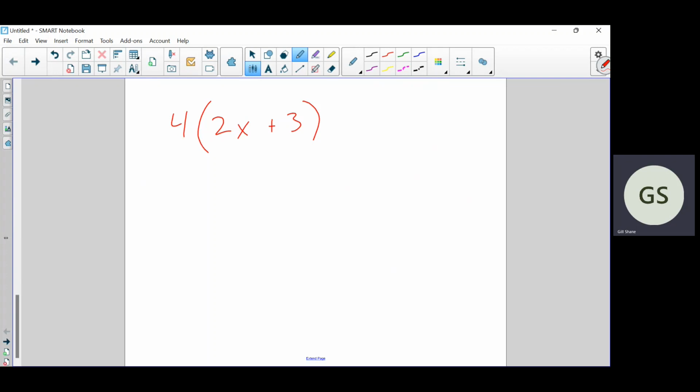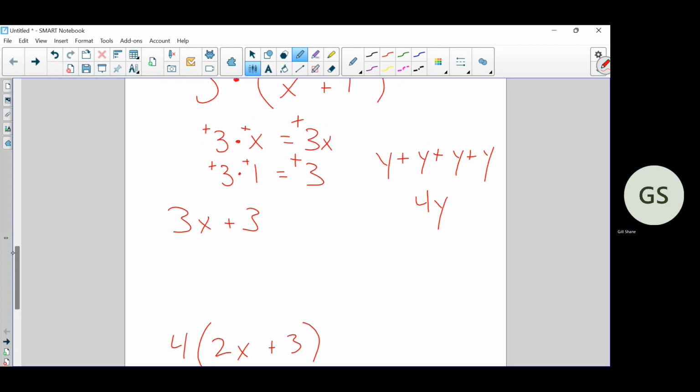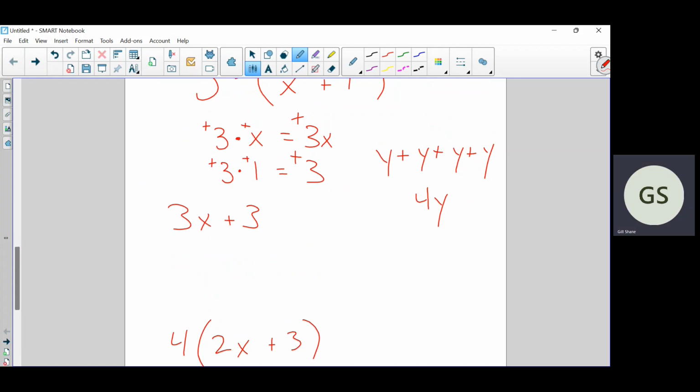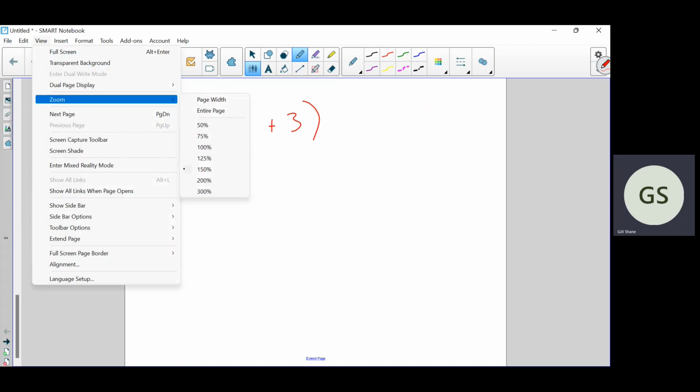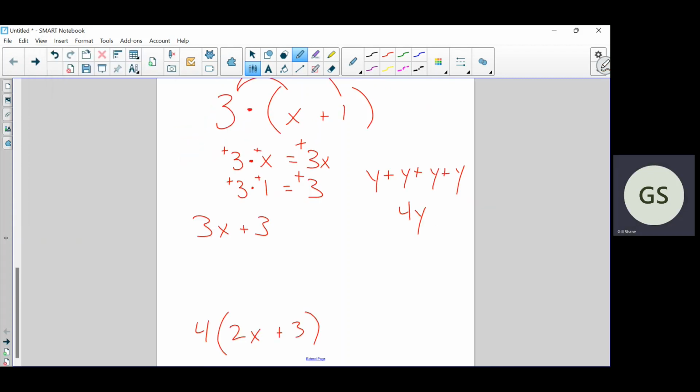So good. Done. You're supposed to be doing the distributive property. I know you missed this part of it, but I'll show you a quick example. I can zoom out a little bit. Here we go. So that's the distributive property. I went from this. That means take this times that, and then this times that, and that gave me the final answer of 3x plus 3. I want you to do that with the one down at the bottom.